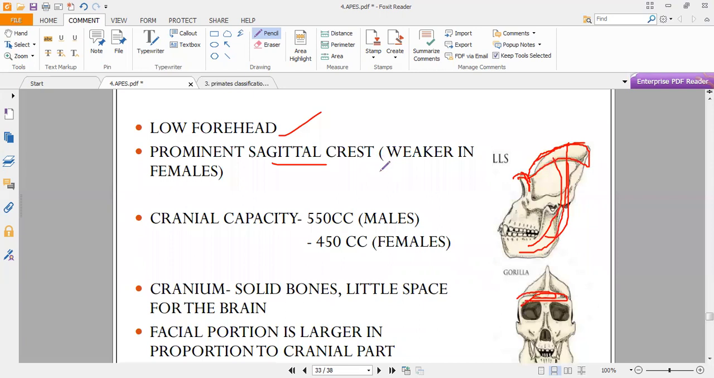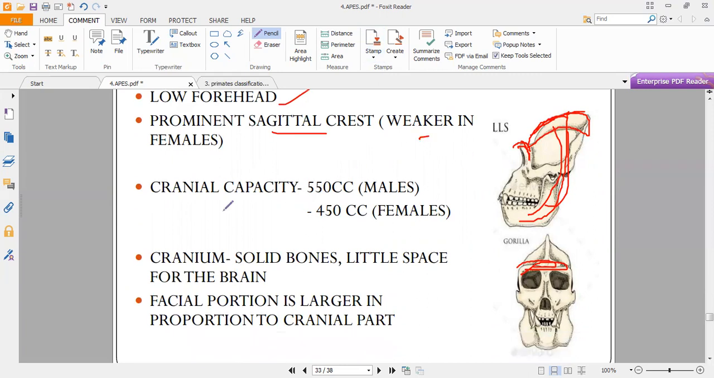Prominent sagittal crest. This is the sagittal crest, and it is weaker in females and very strong. You can find a very strong sagittal crest among the males. Cranial capacity is again very large, among males around 550 cc. Cranial capacity means the space within the skull where the brain is placed. For human beings, it reaches approximately 1300 to 1400 cc.